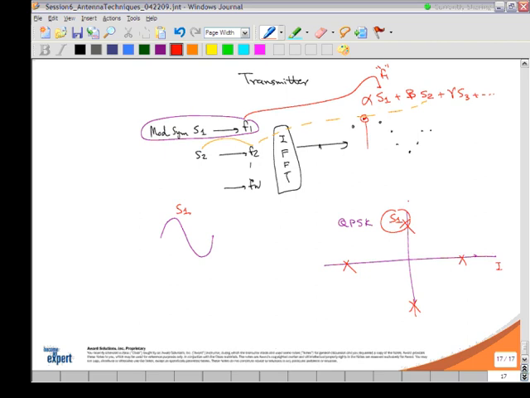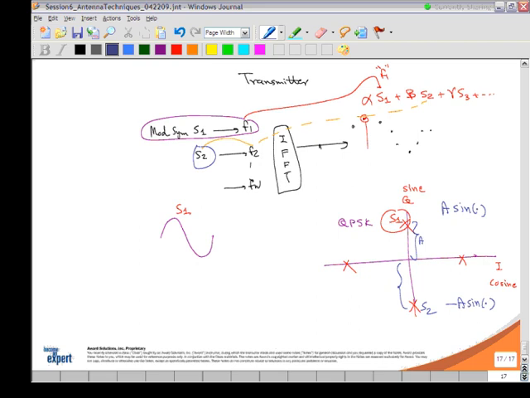So this is the I channel, this is the Q channel. So this is the cosine wave, and this is a sinusoidal signal. Let's say the amplitude is A. So A sine wave, that would be one symbol S1. Let's say the symbol S2 is here. So then it would be negative A and the sine wave.